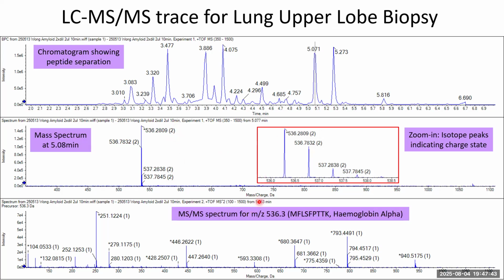And so this bottom panel is now all the fragments derived from that species, which has been gated in that first quadrupole for fragmentation. And so this is a hemoglobin peptide. We can see the spacing between these fragment ions corresponds to the different masses of the different amino acids. If we read from the right to the left, it's MFL, SFP, TTK, which apparently comes from hemoglobin alpha.